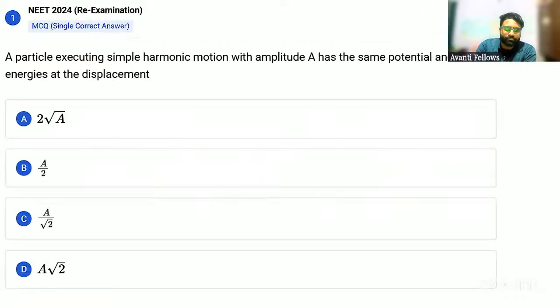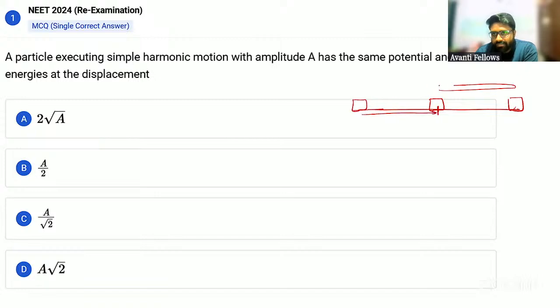Now this one, let's just try to solve this one. A particle executing simple harmonic motion with amplitude A has the same potential and kinetic energy at the displacement. देखो ये अच्छा क्वेश्चन है. पार्टिकल क्या कर रहा है? सिंपल हार्मोनिक मोशन एग्जीक्यूट कर रहा है विद एम्पलीट्यूड A एंड हैज द सेम पोटेंशियल एंड काइनेटिक एनर्जी एट द डिस्प्लेसमेंट. तो किस डिस्प्लेसमेंट पे उसके पास सेम अमाउंट ऑफ काइनेटिक एज वेल एज पोटेंशियल एनर्जी होगी, that we need to calculate. So suppose this is a particle, from here to here it is executing SHM.